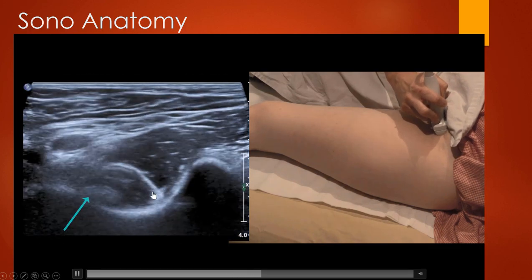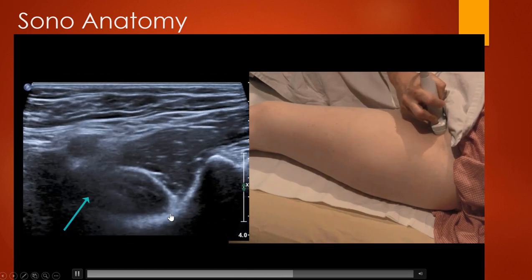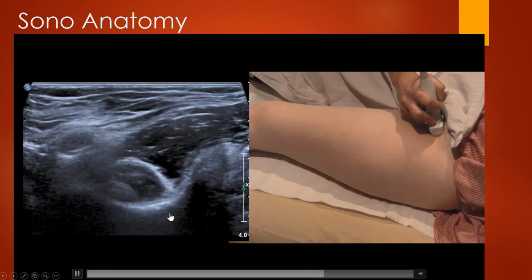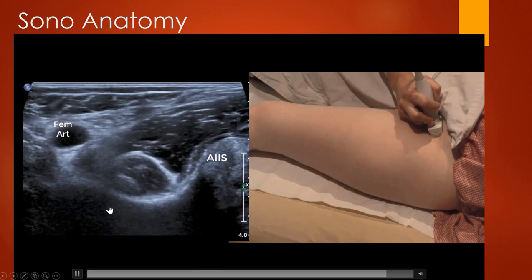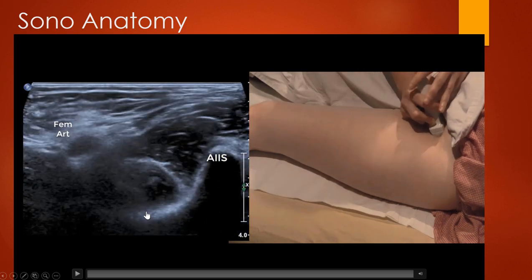So we're on the iliopectineal eminence there. You can see femoral artery bouncing on the left, and that's the AIIS. Any lower and we hit that femoral head. Don't know if you just saw that little rainbow, but we'll play it again.